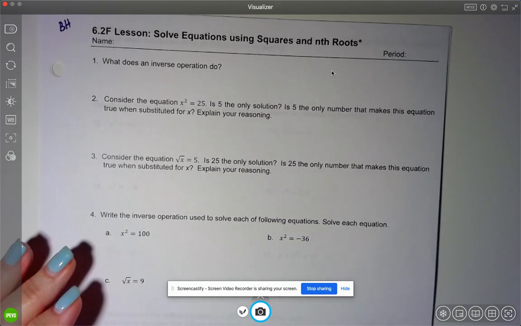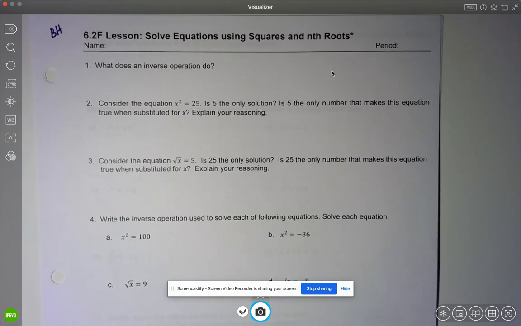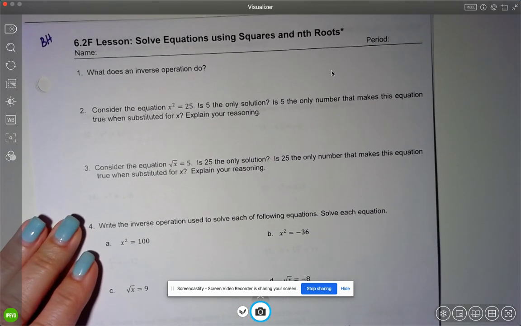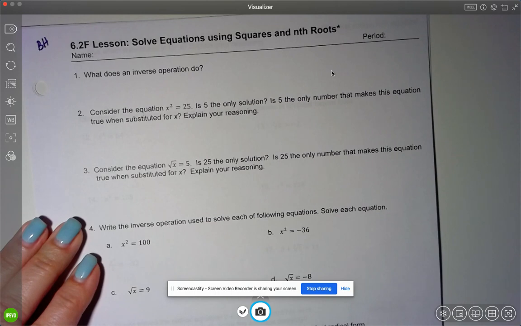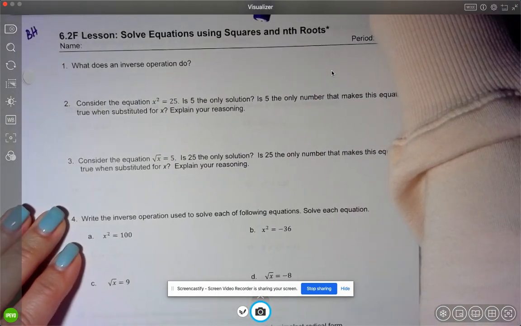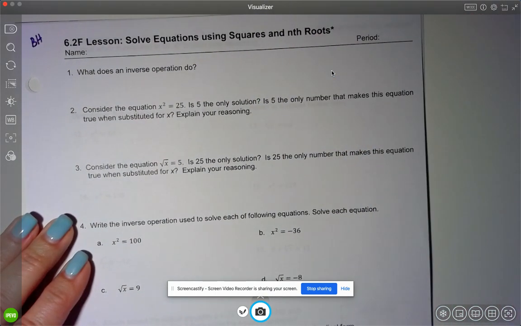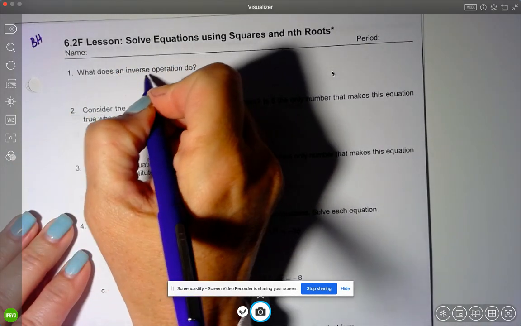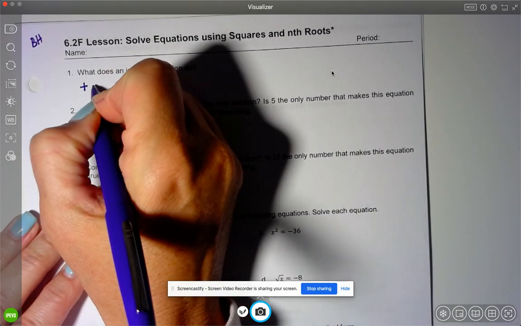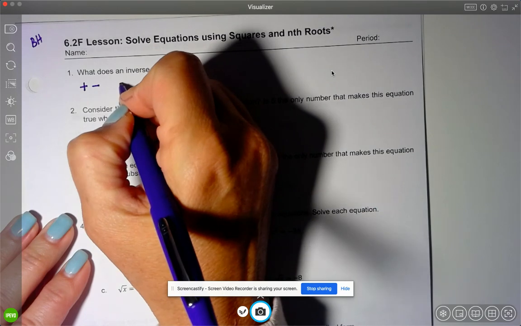Okay, so we're going to work on solving equations using squares and nth roots. So the first question is, what does an inverse operation do? If you think about inverse operations like plus and minus or multiplication and division.